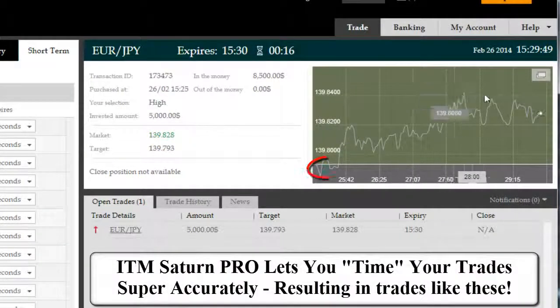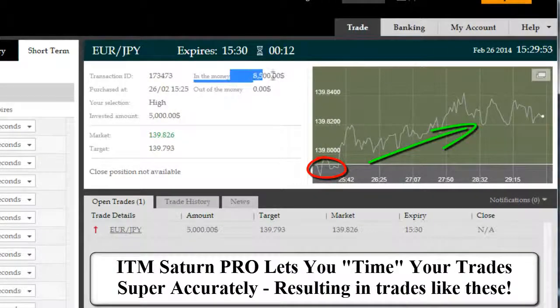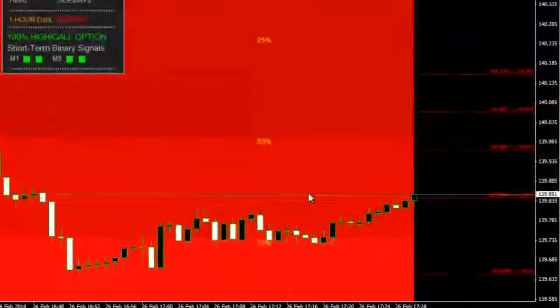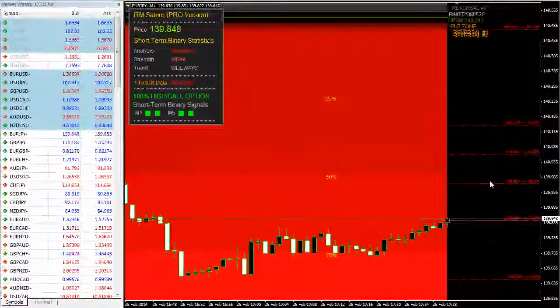As you can see, just a few seconds worth of staying outside of the money before it just stayed in that new territory. Beautifully timed trade, optimal entry point. That is why ITM Saturn Pro is so useful. It's the best thing to use when trying to get into the market that is time sensitive, like binary options. You need to time your trades well. Otherwise, no matter how good your trading ability, you may always end up losing because you mistimed the trade.